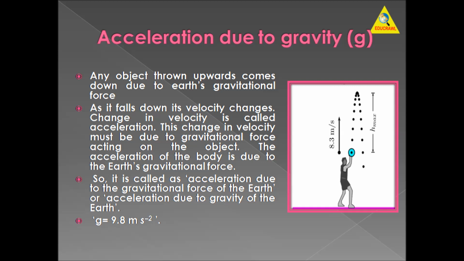Hence, it is called as acceleration due to gravity, and the value of which is equal to 9.8 meter per second square. For any object thrown upwards, the acceleration due to gravity value is the same, 9.8 meter per second square, which doesn't change.